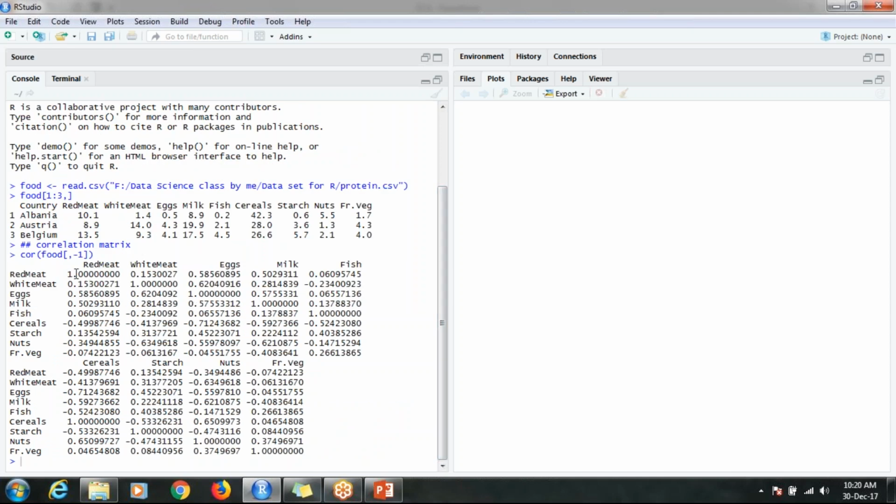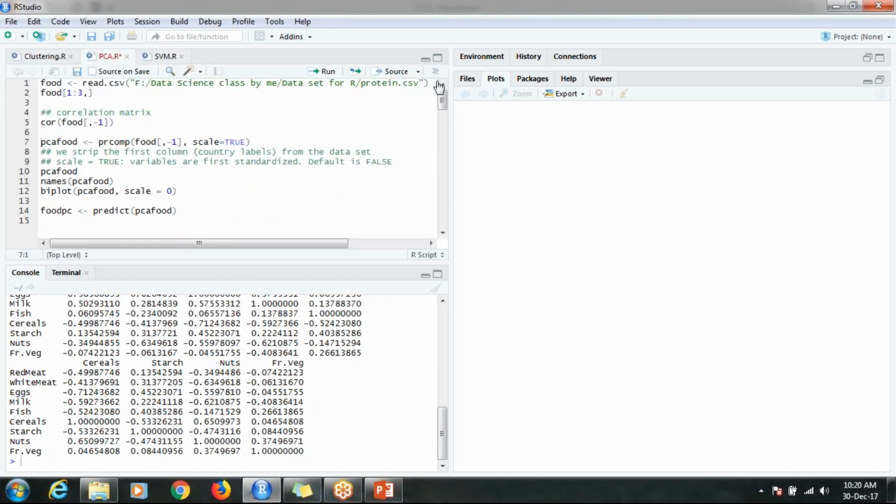Red meat with red meat will always be 1, but red meat with the others, if I see, white meat is not so much. Egg is quite high, milk is quite high. Then cereal is negative. So it seems like the person who takes red meat is low on cereals and nuts. This is more or less an understanding of the relation between all of the variables.